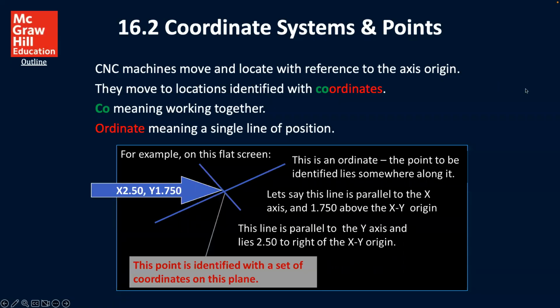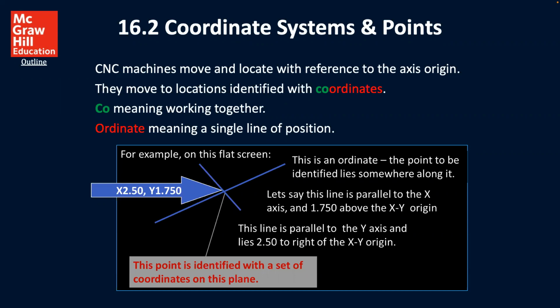Okay, this is the second of 4 sections that we're covering in this chapter. Now for 16.2, we'll be thinking about coordinate systems and points. CNC machines move and locate with reference to the axis origin. They move to locations identified with coordinates. Co means working together. Ordinate means a single line of position.